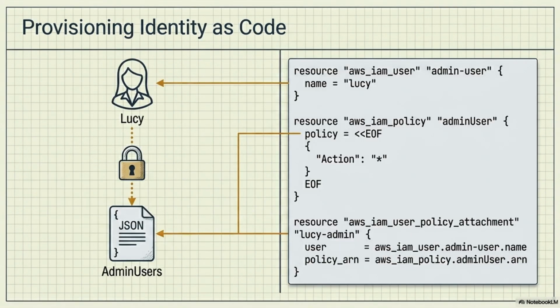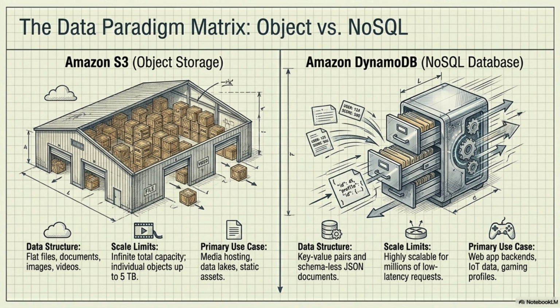Provisioning identity as code. Now imagine creating users and permissions using code. That's exactly what Terraform does. Instead of manually creating IAM users, you define them once in code and reuse them anytime. Consistent, repeatable, scalable.